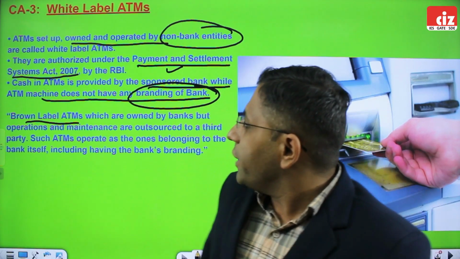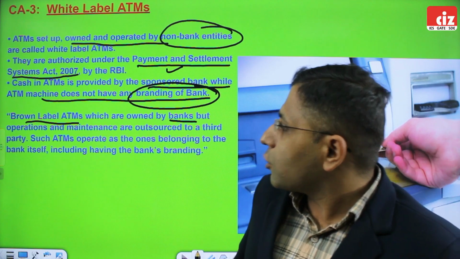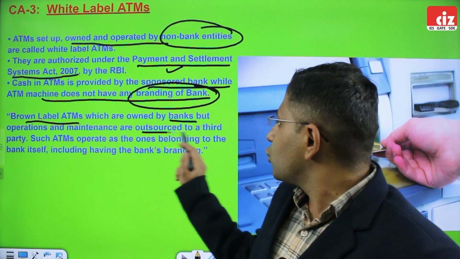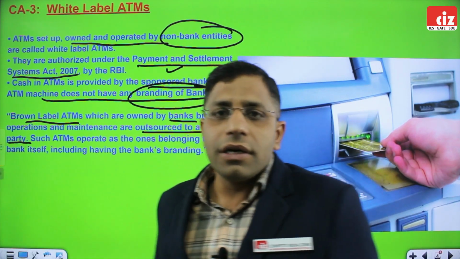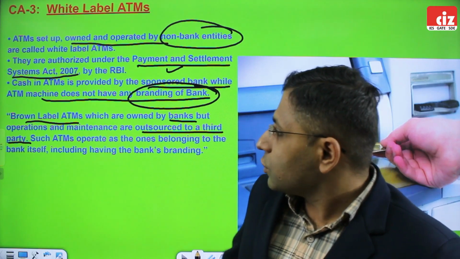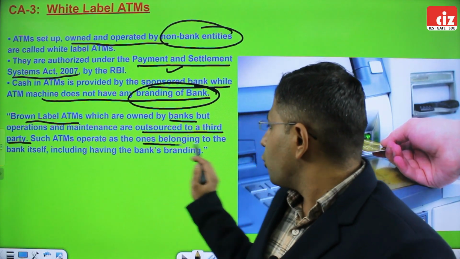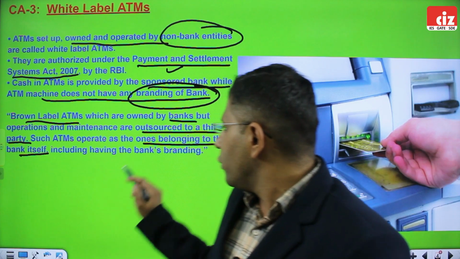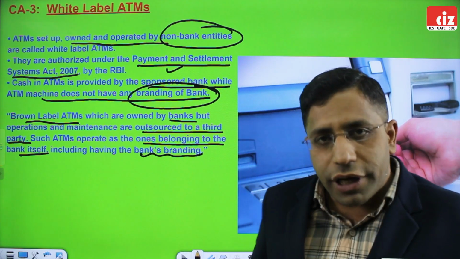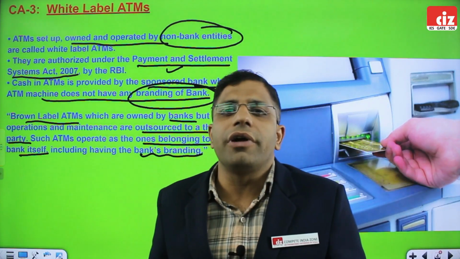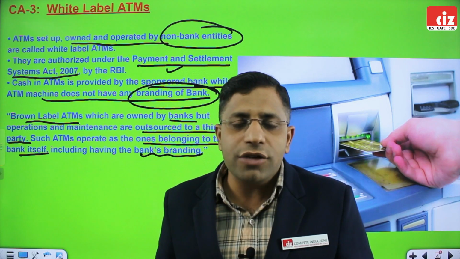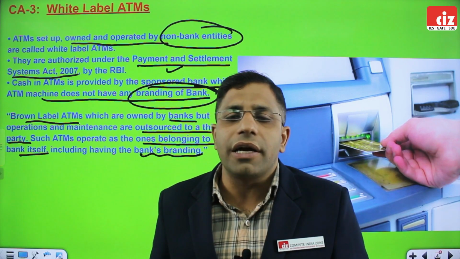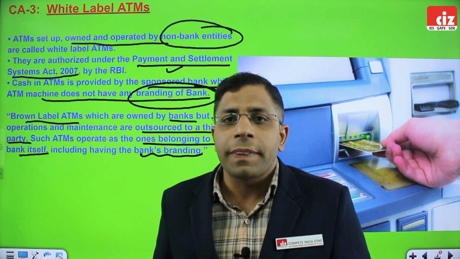The brown label ATMs are owned by the banks, but operations and maintenance is outsourced to a third party. This is also a major difference between these two. Such ATMs operate as the ones belonging to the bank itself, including having the bank's branding. So in case of brown label ATMs, the naming authority is of the branded banks only, but the execution part is outsourced to a third party.